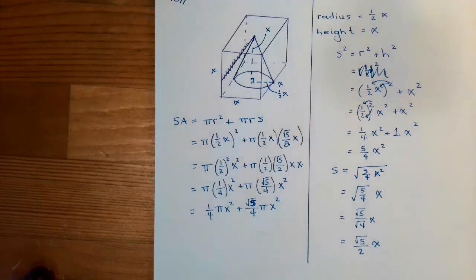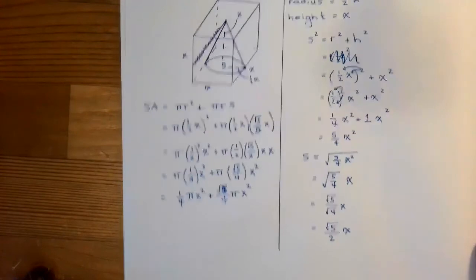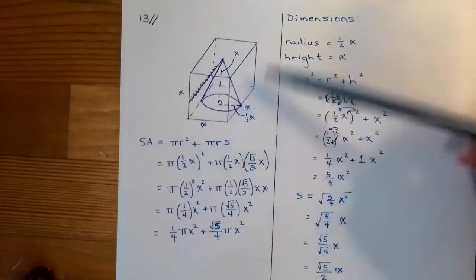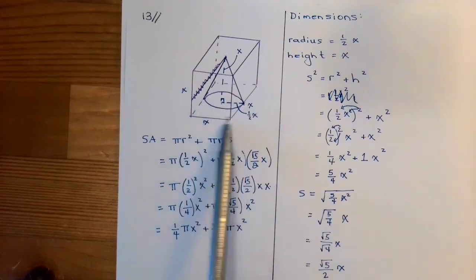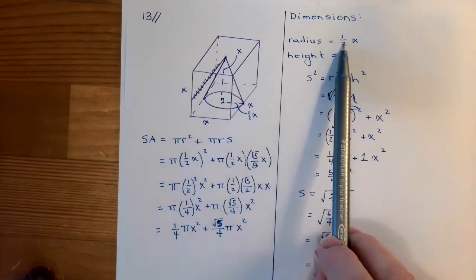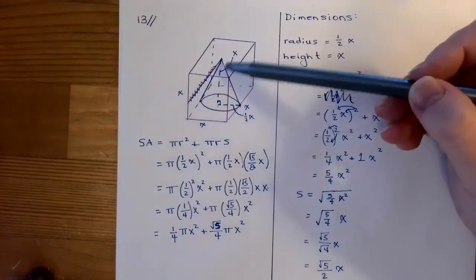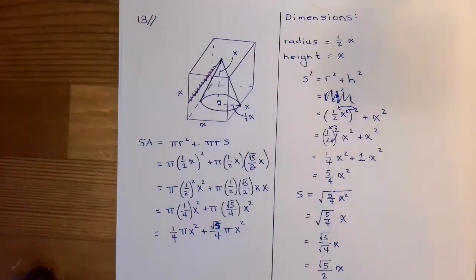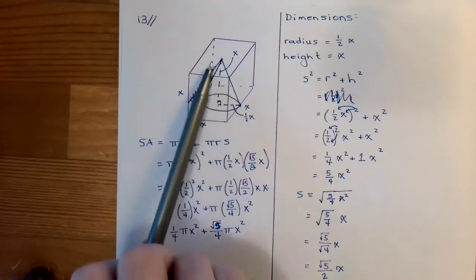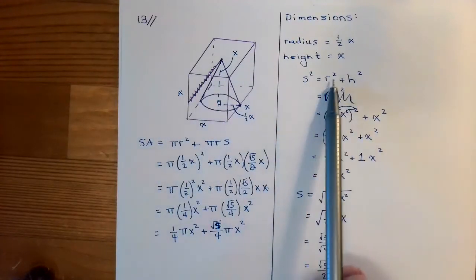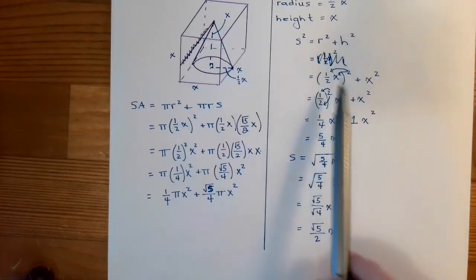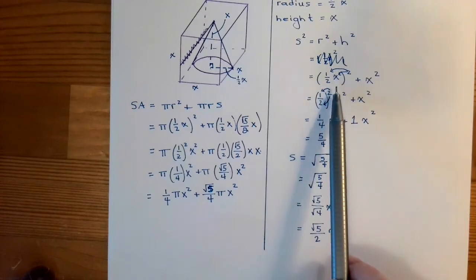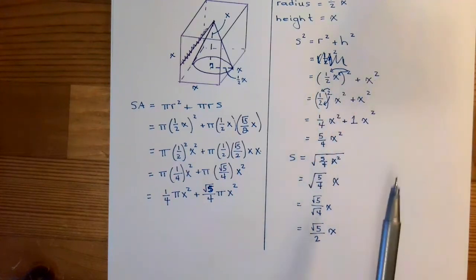So I'm just going to quickly go over this just in case I lost a few of you along the way. First we had to calculate the dimensions, and we knew that the radius was half the diameter, and the diameter would be the side length of the cube. So the radius was 1/2 x. We knew the height would be the height of the cube, so the height was x. Then we had to figure out the slant height. Well, we knew that our slant height squared is always equal to our radius squared plus our height squared. So I put in 1/2 x for the radius and x for the height. So I have 1/2 x all squared plus x squared.